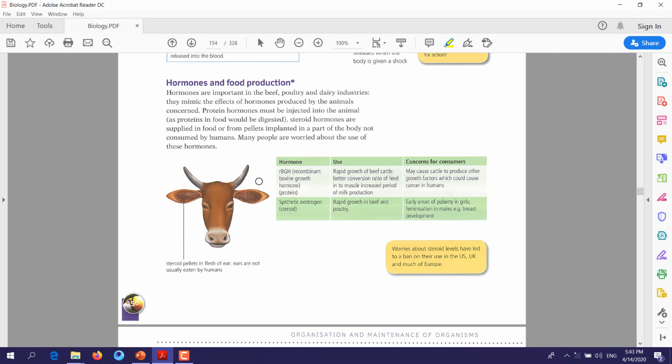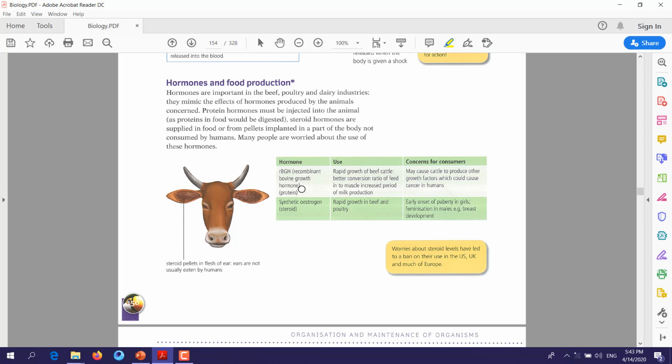Let's take an example of hormones, and why they use them, and what some concerns of consumers are, or how these hormones affect the consumers. For example, rBGH, it's a hormone. They give it to cows. Why do they use it? For rapid growth of beef cattle, better conversion ratio of feed into muscles, and increased period of milk production.